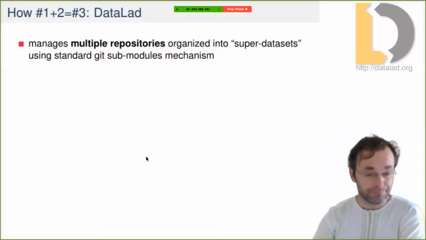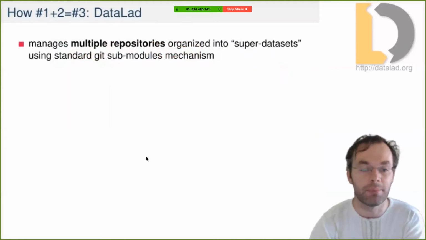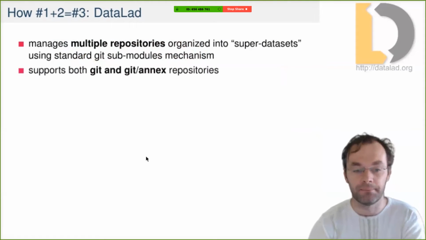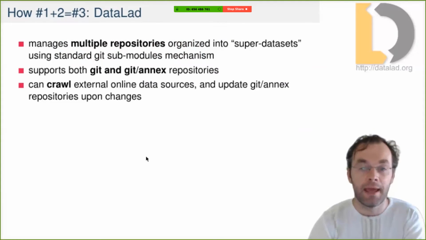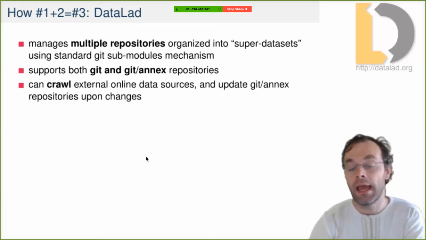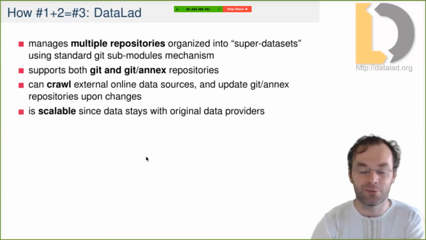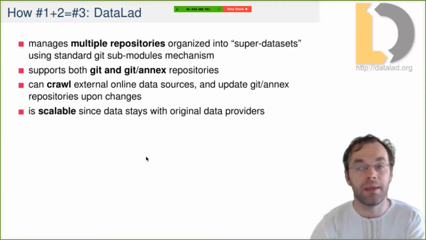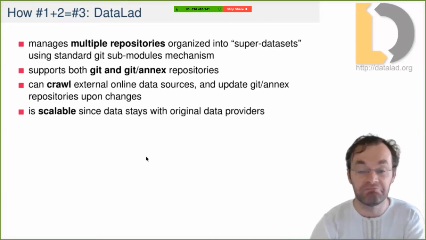So altogether, DataLad allows you to manage multiple repositories organized into these super data sets, which are just a collection of Git repositories, using standard Git submodules mechanism. It supports both Git and Git Annex repositories. So if you have just regular Git repositories where you don't want to add any data, perfectly fine. And we can crawl external online data resources and update Git Annex repositories upon changes. It seems to scale quite nicely because data stays with original data providers. So we don't need to increase the storage on our server. And you could use, because anybody could use DataLad to publish their collections of data sets on GitHub and maybe uploading data itself to portals like box.com or Dropbox.